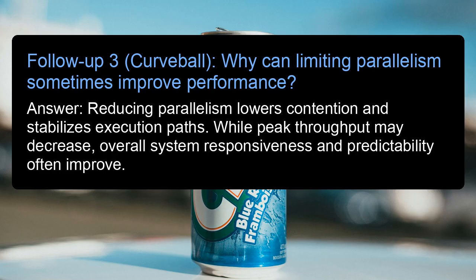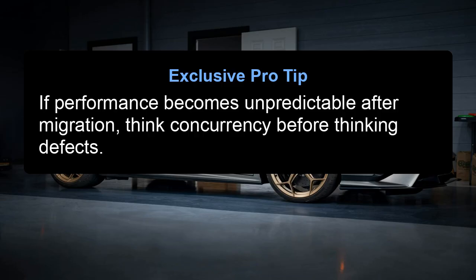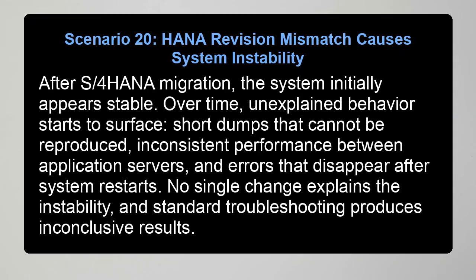While peak throughput may decrease, overall system responsiveness and predictability often improve. Exclusive pro tip: if performance becomes unpredictable after migration, think concurrency before thinking defects. Scenario 20: HANA revision mismatch causes system instability.